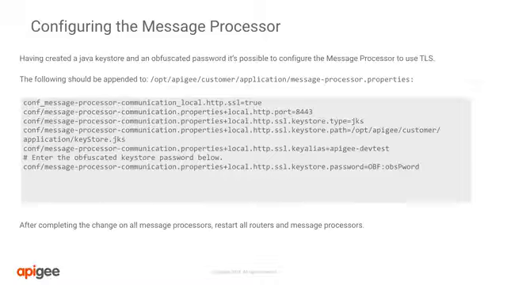Stepping through the configuration, we set SSL to true. Next, we specify the port the message processor should run on. We set the key store type to JKS and provide the full path to the key store. The key alias is set to the same value as when the key store was created. And finally, we use the obfuscated version of the key store password.